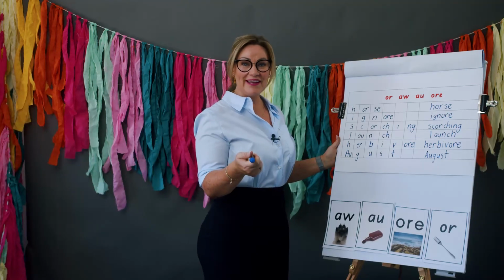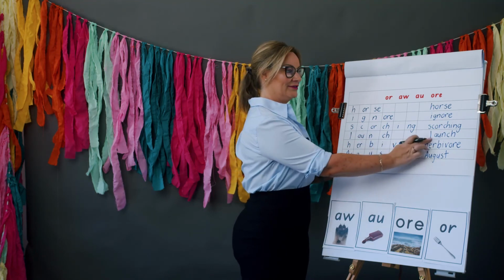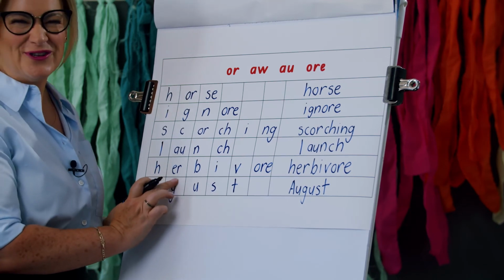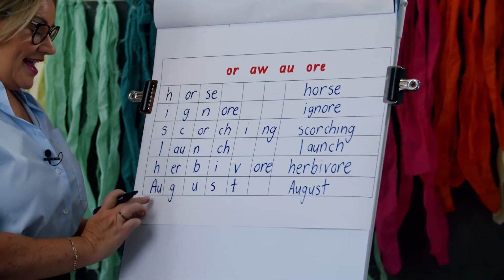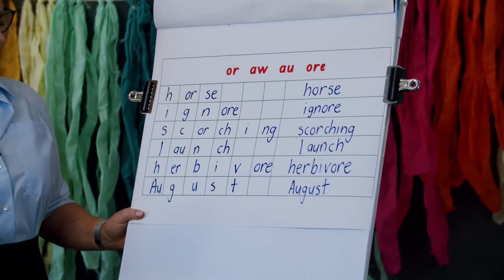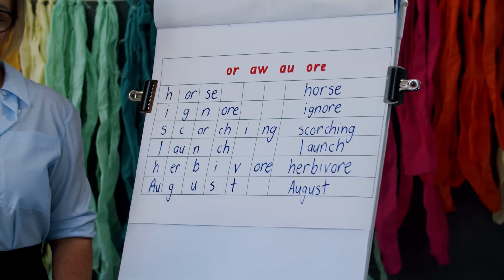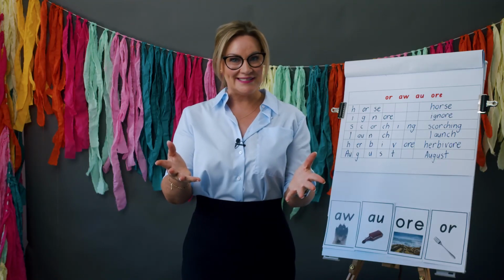Ready to check our work? Here we go. Launch, herbivore, that's that first choice in spelling. Did you get it right? And August. What am I looking for? Capital letter, of course. Excellent. If there's anything that you would like to change or correct in your page, do that now. You did it. That was a quick lesson today.